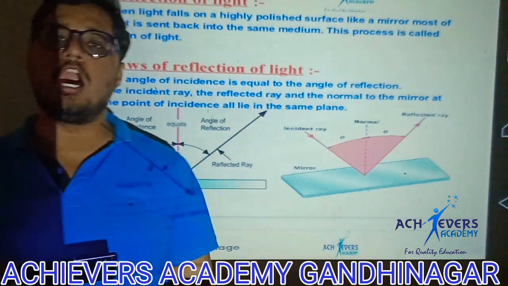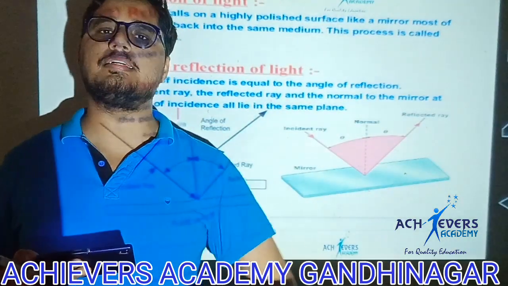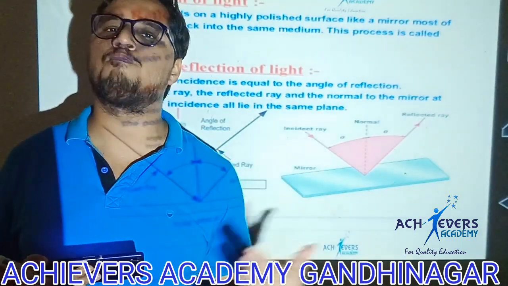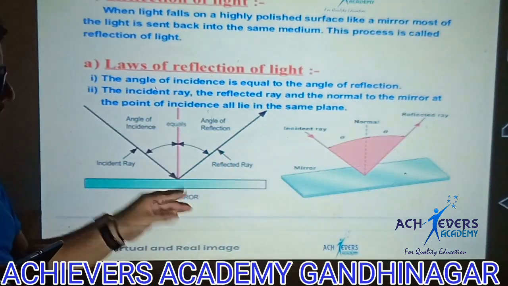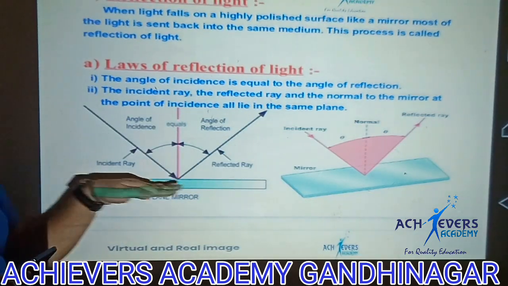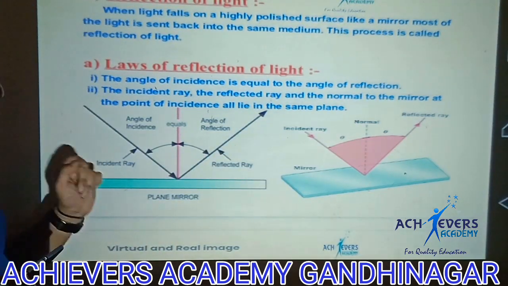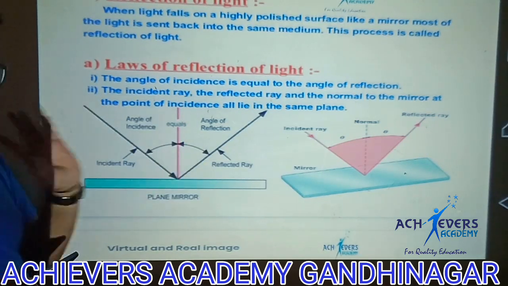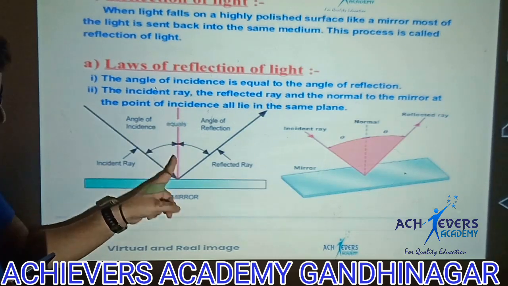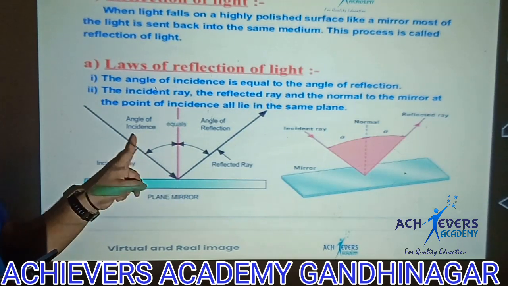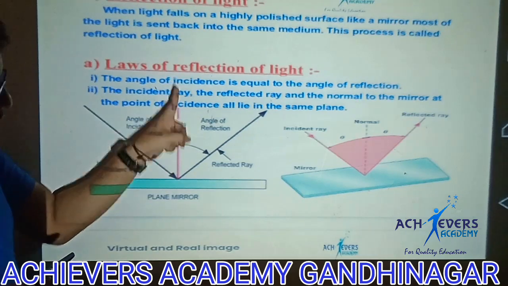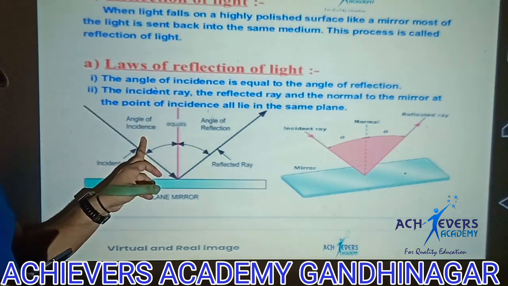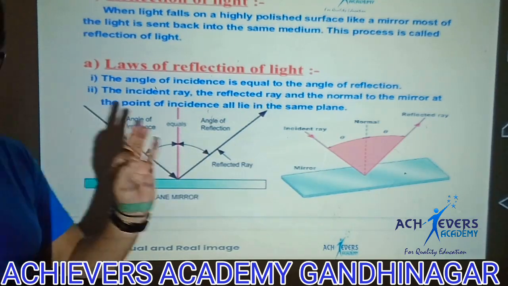Normal is basically an imaginary line. It is not actually there. It is an imaginary line that can be used as a reference point. It is always perpendicular to the surface. Now, it is used to measure the angles of the incident ray and the reflected ray. The angle between the normal and the incident ray is known as the angle of incidence. The angle between the normal and the reflected ray is known as the angle of reflection. These are denoted by angle i and angle r in small letters.